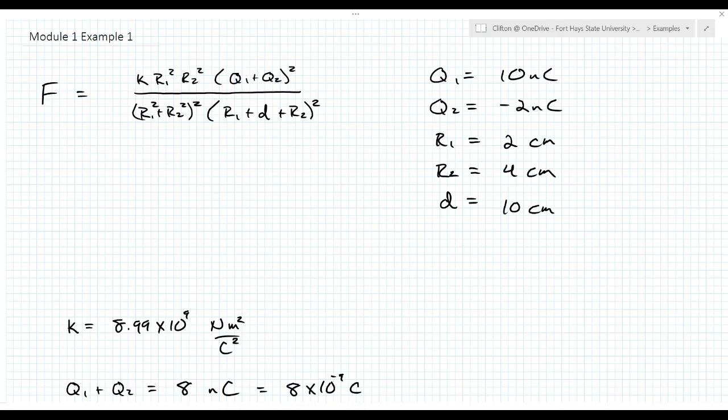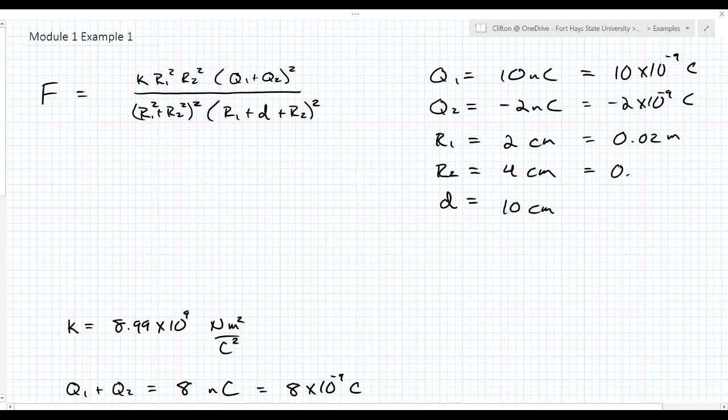So let's write down all of our quantities in the base SI units. 10 nanocoulombs is going to be 10 times 10 to the negative 9 coulombs. Negative 2 nanocoulombs will be negative 2 times 10 to the negative 9 coulombs. 2 centimeters is going to be 0.2 meters. 4 centimeters will be 0.4 meters. And then 10 centimeters will be 0.1 meters. Alright, so if I write all of these down in the base SI units, then I can just do the calculation and I won't have any problems with the units on K not canceling the units in the quantities that I have.